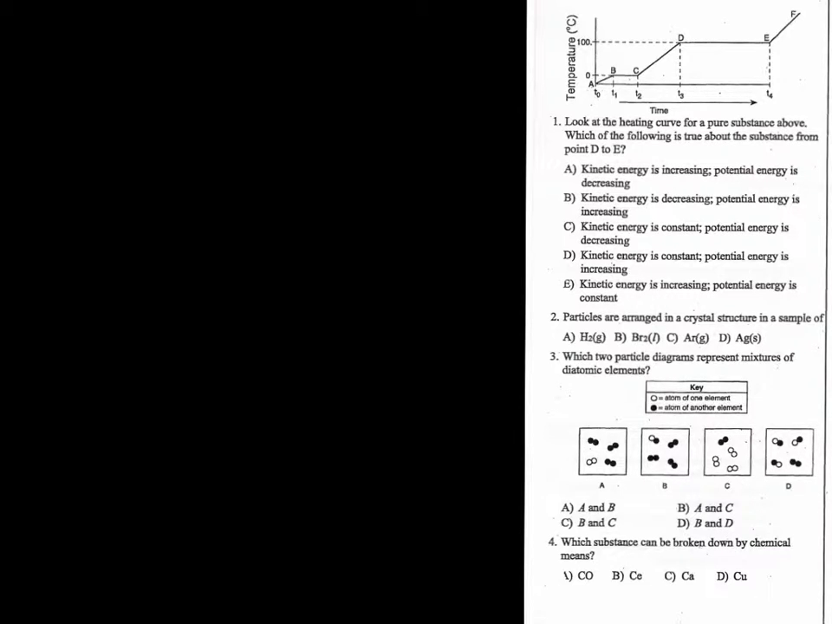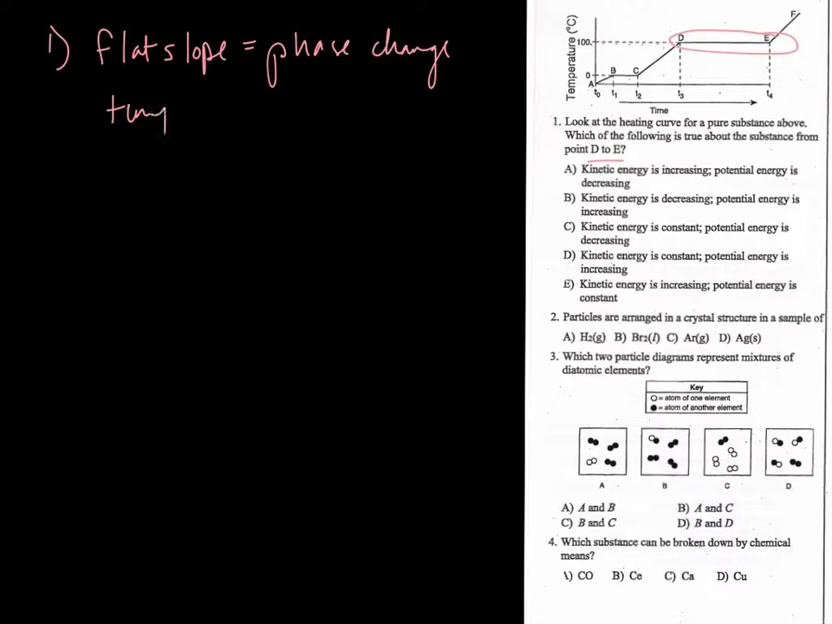Here we have a heating curve for a pure substance. Which of the following is true about the substance from point D to E? Alright, so we're looking at this segment. Now notice here it's a flat slope. So what does a flat slope mean? It means phase change. And if you look to the left, that means temperature is constant. Temperature also happens to equal kinetic energy. That's what it measures. So there, it's constant. Kinetic energy is constant. So we could cross off E, A, and B.